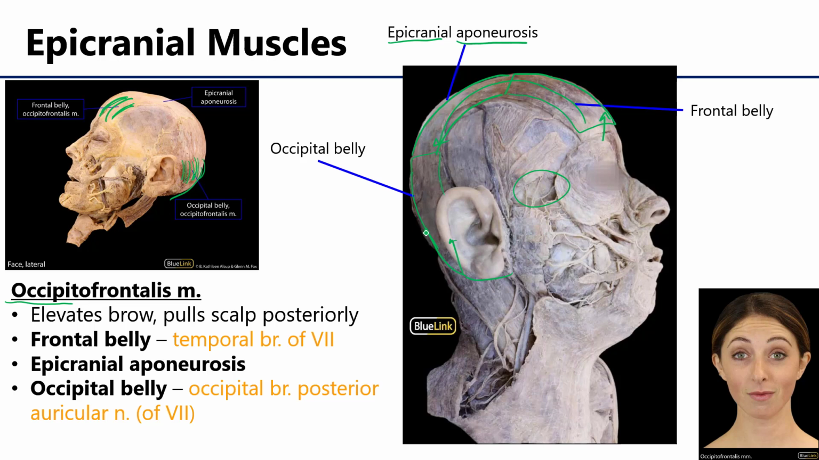So as you can see here in our demonstrator, when we activate the occipitofrontalis muscle, the forehead is going to elevate. Along with it, even the eyebrows can elevate, so as to indicate surprise or skepticism or hey.